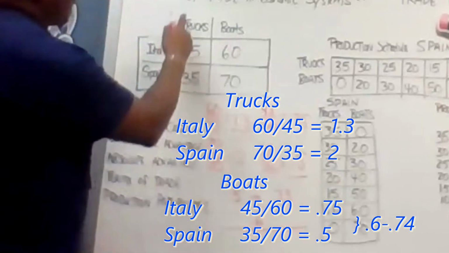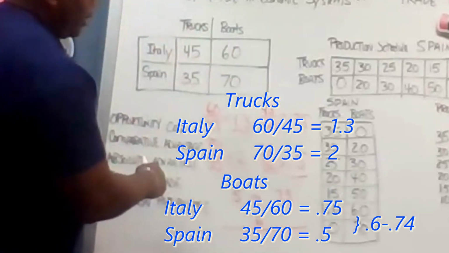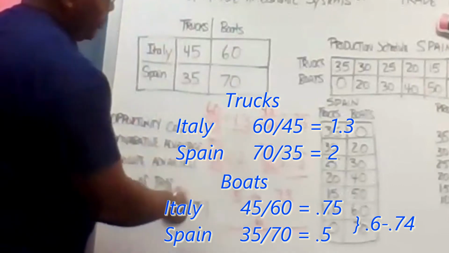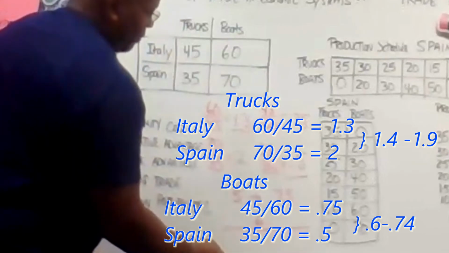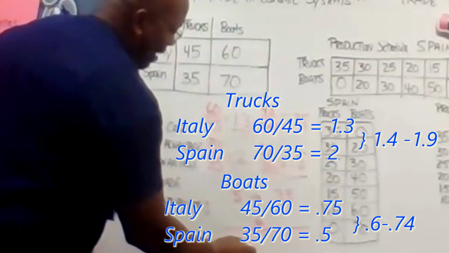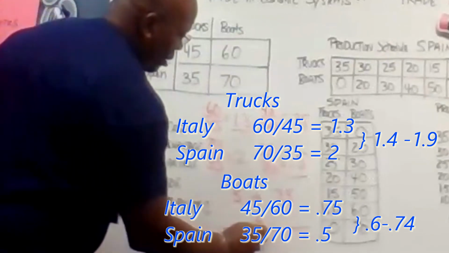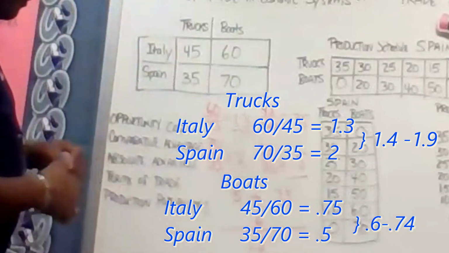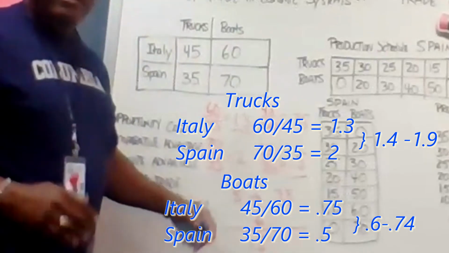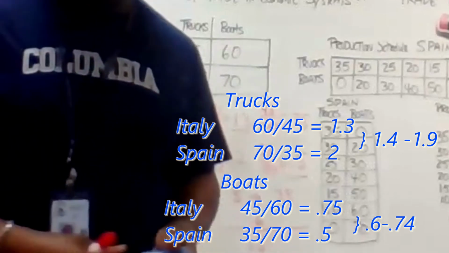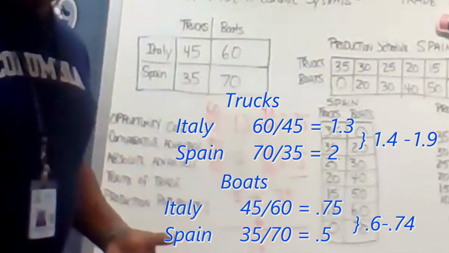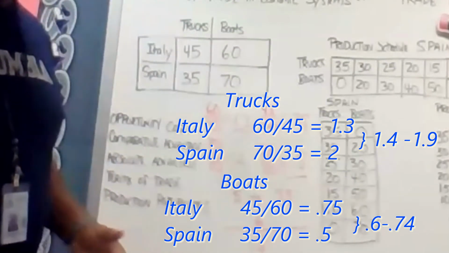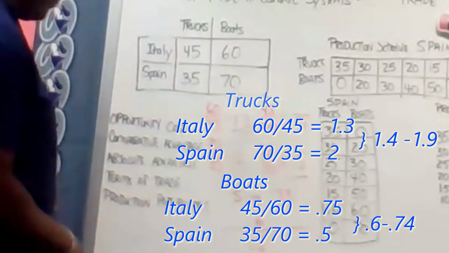Okay. How about trading for trucks? Between 1.3 and 2, a good number could be 1.5. But it's about figuring out exactly how they would trade. That would be terms of trade: a number that's in between both, so both parties are satisfied. Okay. That's terms of trade.